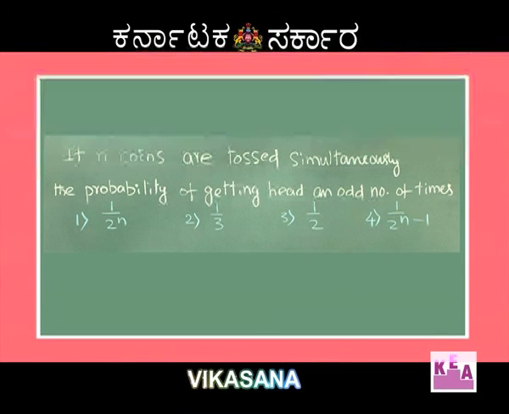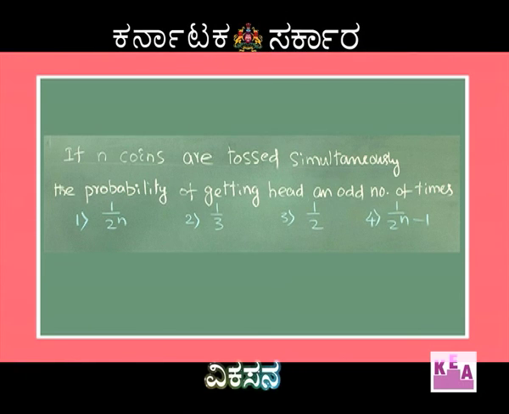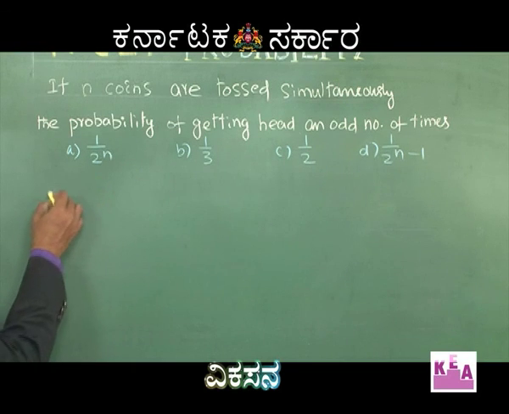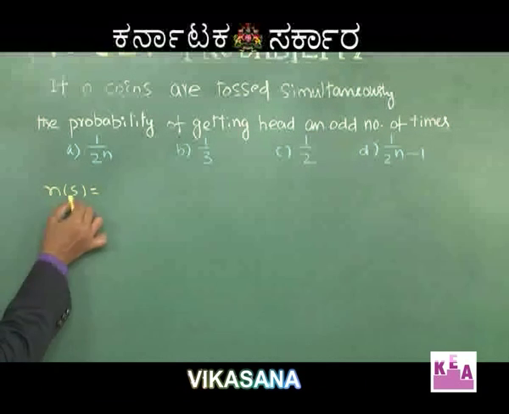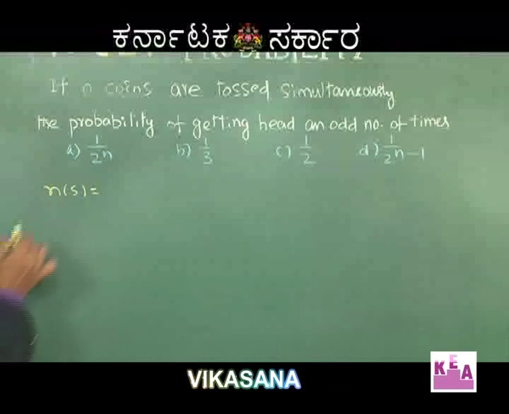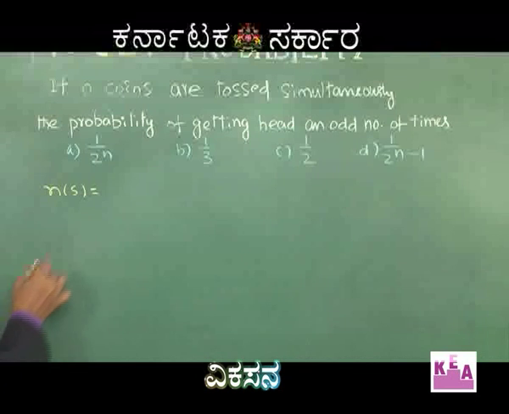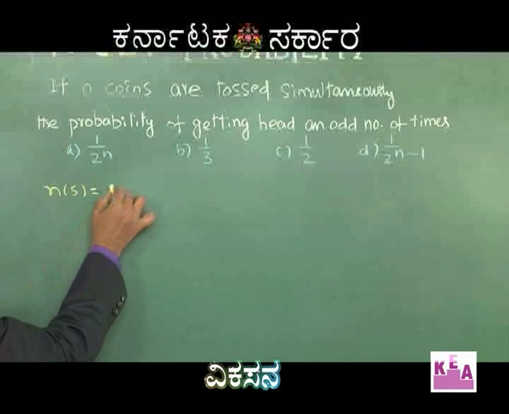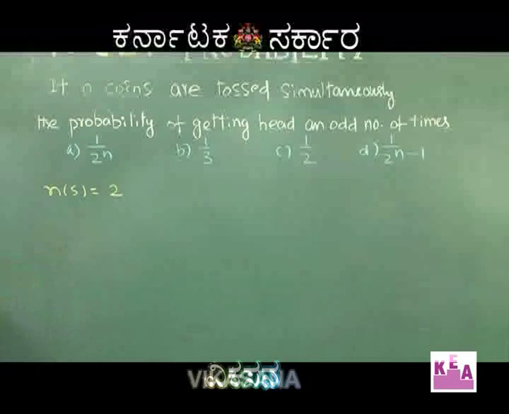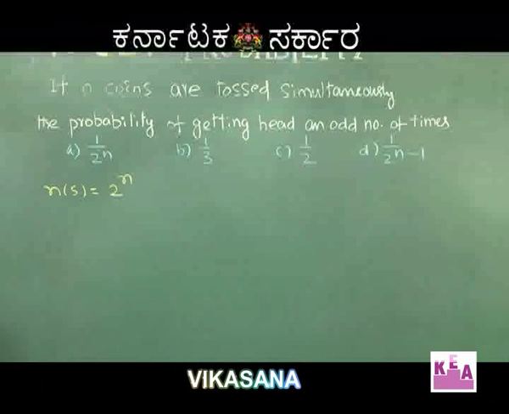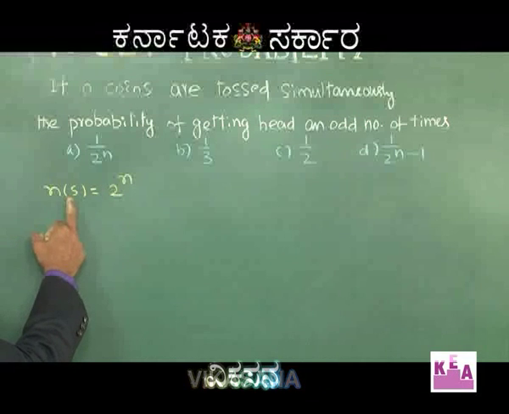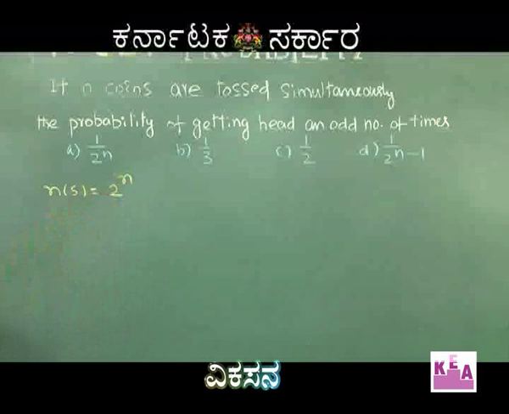So here, identify what is the event. The event is getting head an odd number of times. So here, I am writing what is N of S. N of S means total number of cases in this experiment. So here we are using a coin. A coin has 2 faces. Total number of coins we are using is n coins. Therefore, total number of cases are 2 power n.